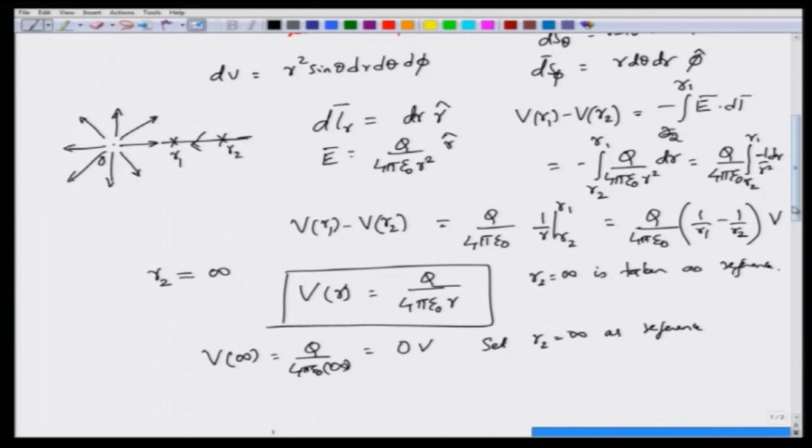Let us now consider some other types of charge distribution and electric field distribution and try to find out what will be the potential because of those charge distributions and line distributions. Before that, let us do a simple example.